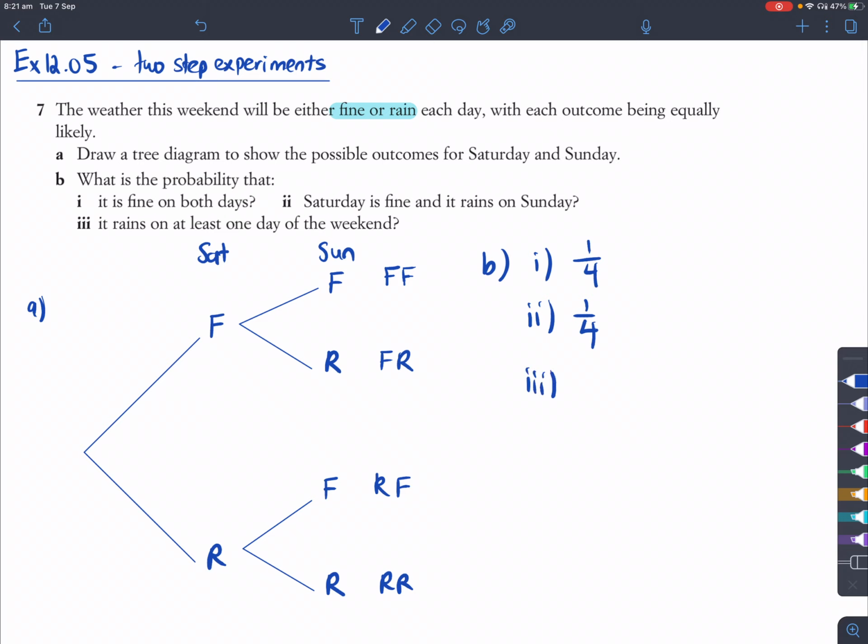And then for part 3, find the probability that it rains on at least one day of the weekend. So all you need to do is look for all the branches from the very beginning to the end that have an R. So that's one of them. This is another one, and this is another one. So we'll look at these 3, and that will be 3/4. Okay, let's now move on to the next question.